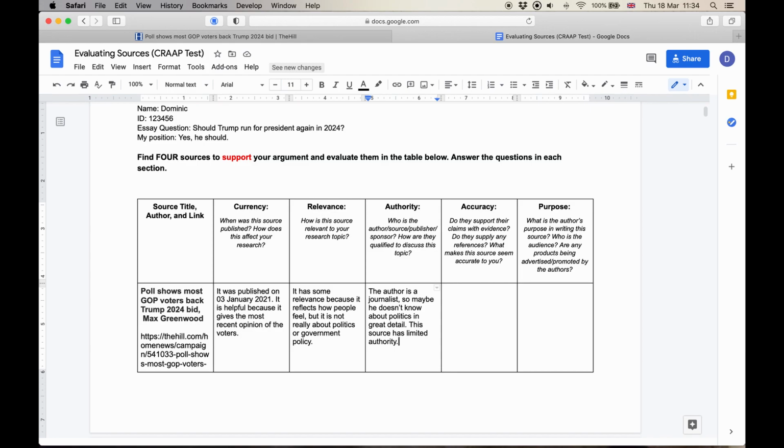He's not the only voice I need. Does that mean this article is a bad source? No. Does that mean I can't use it? No. But I have to be aware that it is limited. It has problems. Next, for accuracy. Is there evidence? Are there mistakes? Do we get the whole story? Are there references?